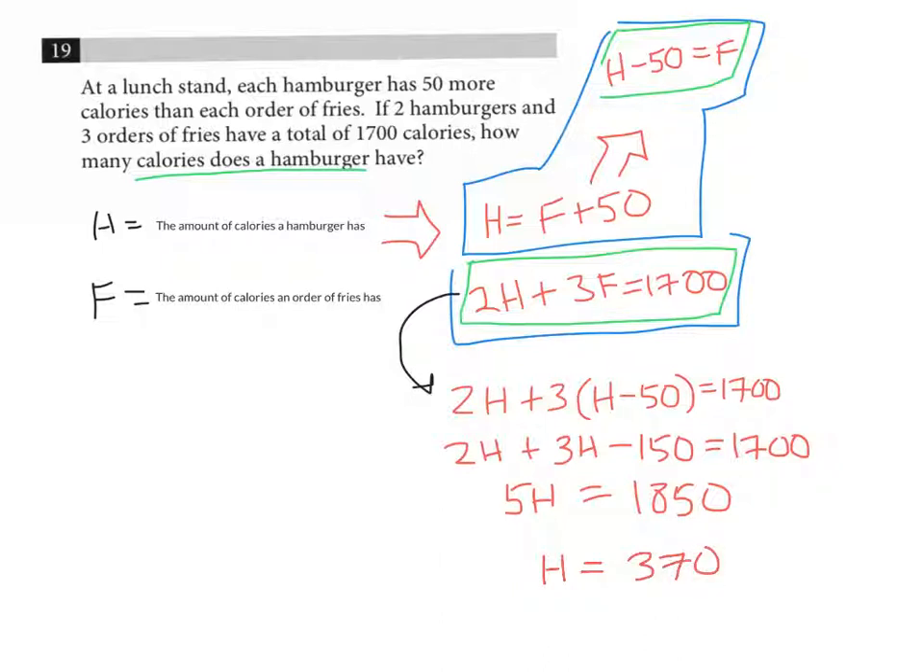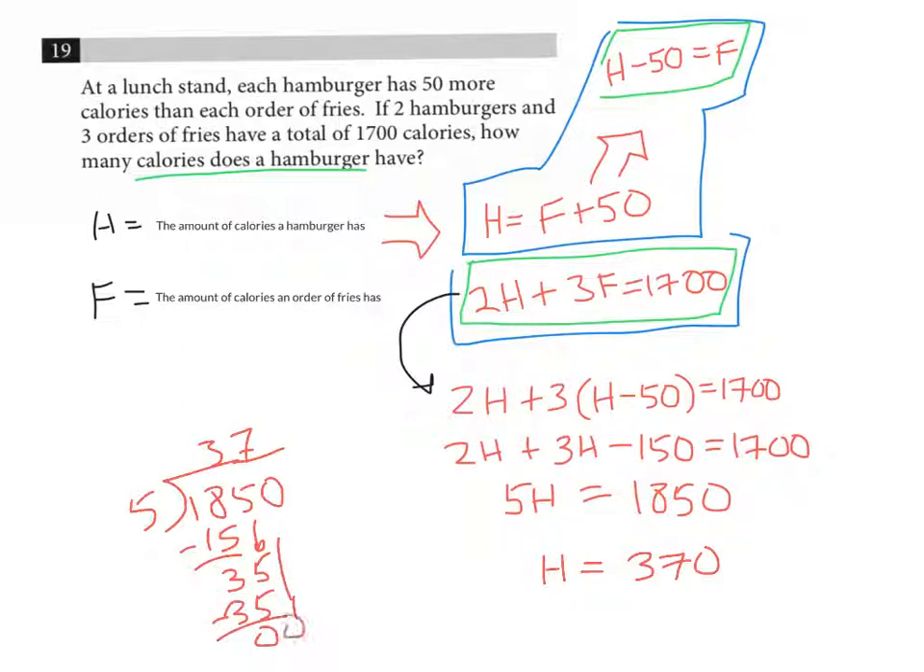Let me just double check. 1850 divided by 5, 370. Yes, 370 is the answer. Hopefully that makes sense. We are done.